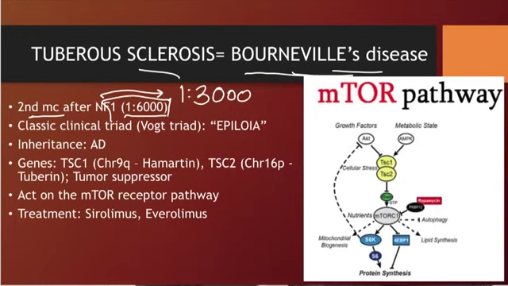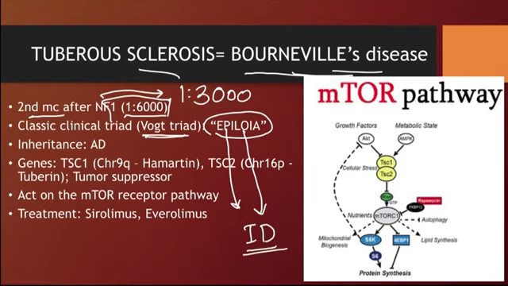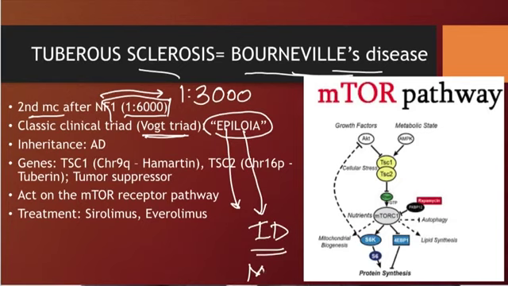Now, a very important fact is that TSC has a classical clinical triad, also called the Vogt triad, which has a mnemonic called epiloia. Epiloia stands for epilepsy, low IQ or ID, which is intellectual disability or mental retardation, and A for adenoma sebaceum. So this is the classical triad, the Vogt triad, which is epiloia. However, it is only present in 30% of the population.